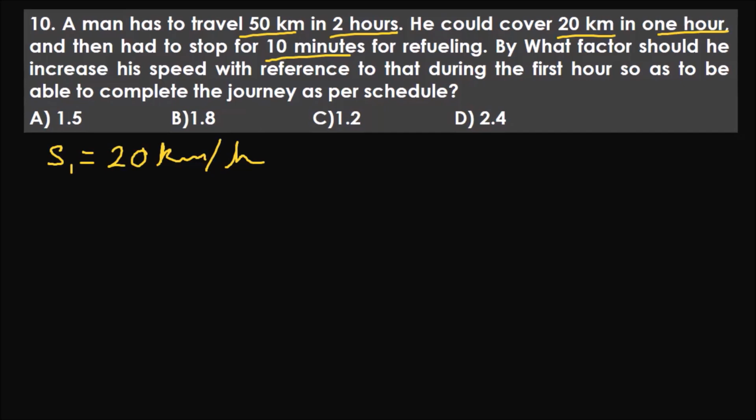By what factor should he increase his speed with reference to that of the speed during the first hour to be able to complete the journey as per schedule? Okay. So how much more distance does he need to travel? He needs to travel 30 more kilometers. And how much time does he have in order to do that? He has only 50 minutes. So that is 50 by 60 hours.